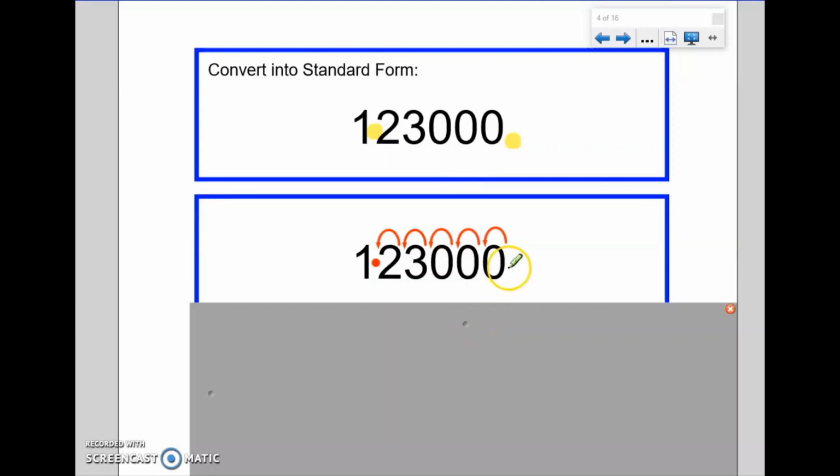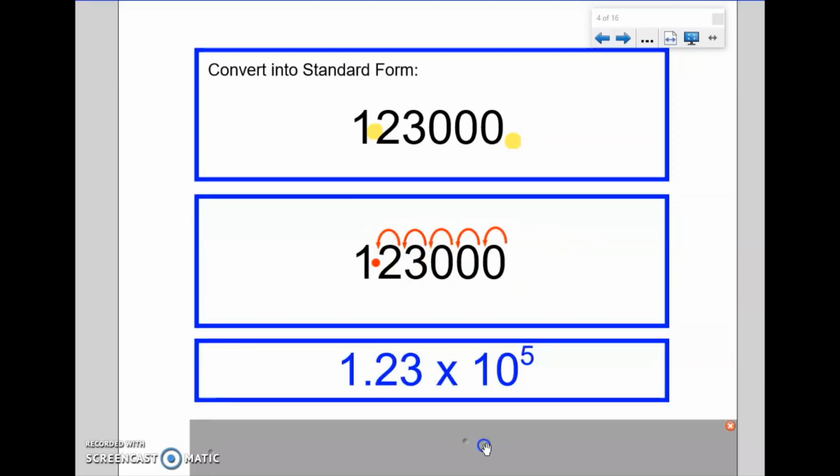So this time I've moved the decimal point 1, 2, 3, 4, 5 times. So I've divided this number by 10, by 10 again, by 10 again, by 10 again, by 10 again. I've divided by 10 to the power of 5, which is why my standard form looks like this. 1.23, that's great because the number's between 1 and 10. Times 10, that's always consistent. And this 5 corresponds to how many times I moved the decimal point.